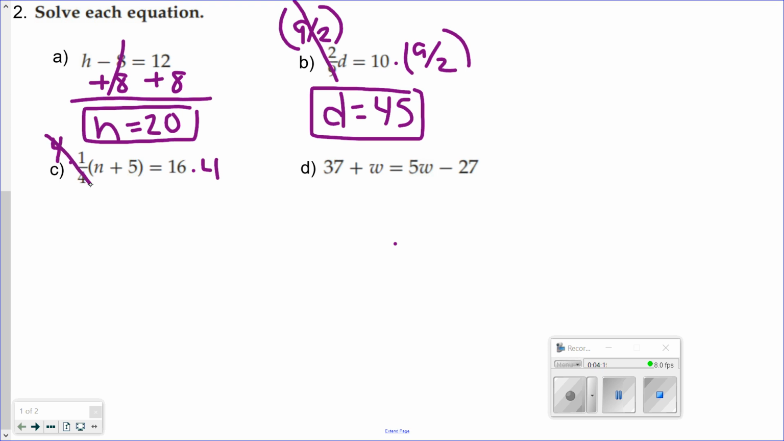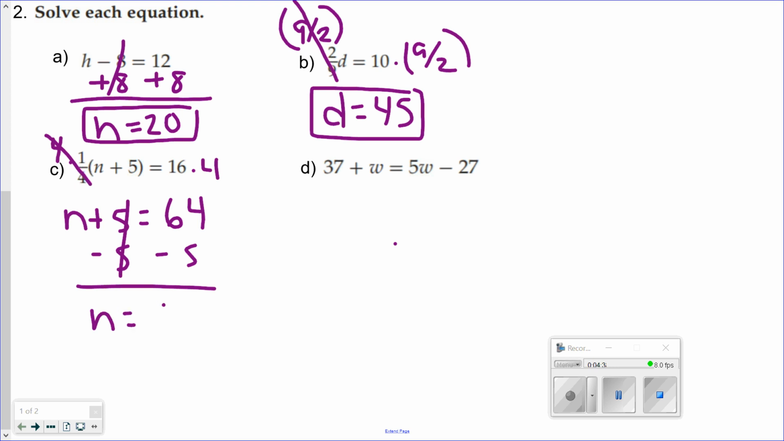So 4 times 1/4 is 1. That cancels out. And I'm left with n plus 5 is equal to, and 16 times 4 is 64. The last step is to subtract 5 from each side. That cancels, so n is equal to 59.